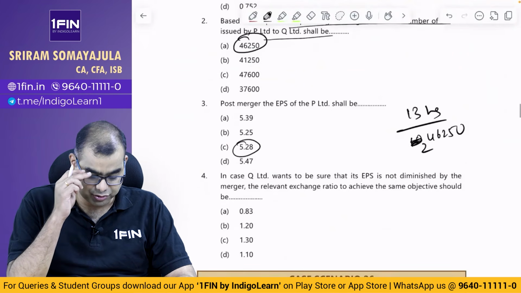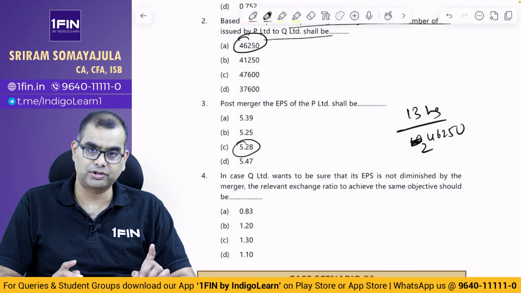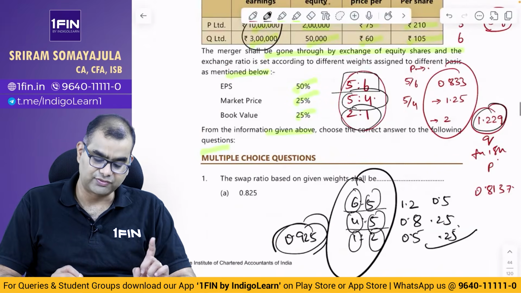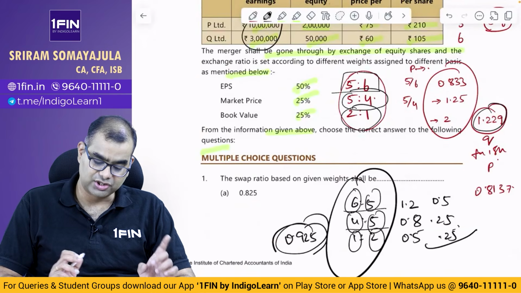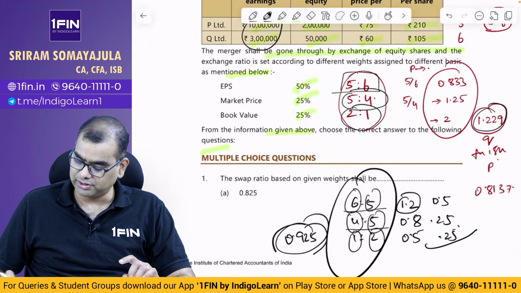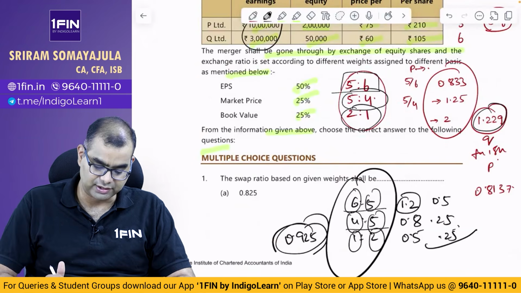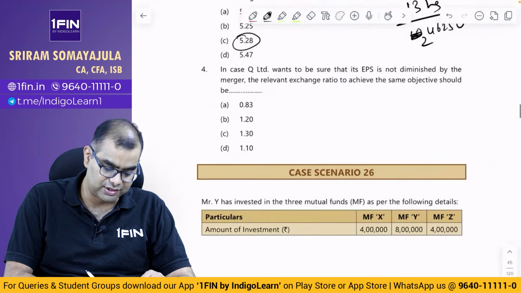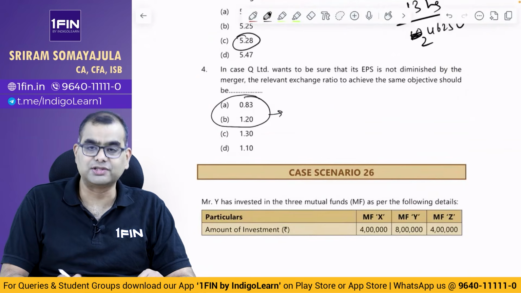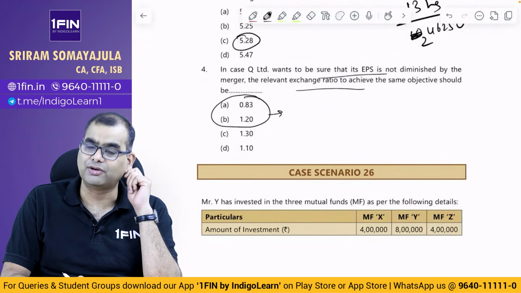Then in case Q Limited wants to be sure that EPS is not diminished by the merger, the relevant exchange ratio to achieve the same objective should be. So if you don't want your EPS to reduce, then you should exchange on the ratio of EPS. EPS ratio is 6 is to 5. That is, for every 6 shares of P, you will surrender 5 shares of Q. It looks like 1.2, but 1 by 1.2, 0.833. Is 0.833 there? So they have created a very good problem here. Is it 0.83 or is it 1.2? In case they want to be sure that EPS is not diminished, the relevant exchange ratio to achieve the same objective. Now, what is the exchange ratio?